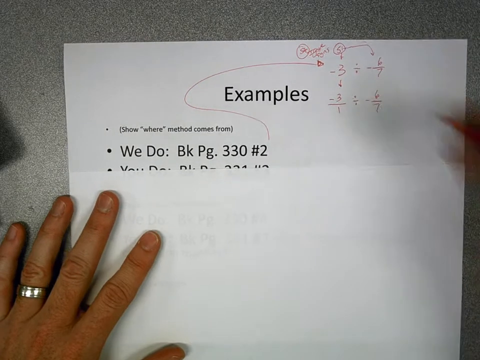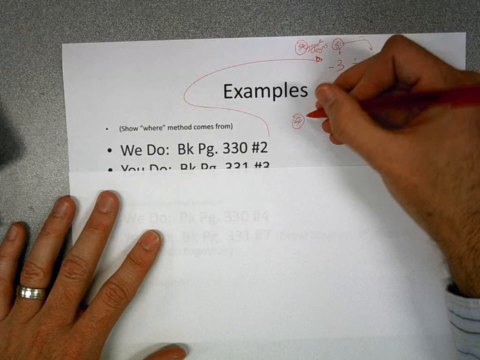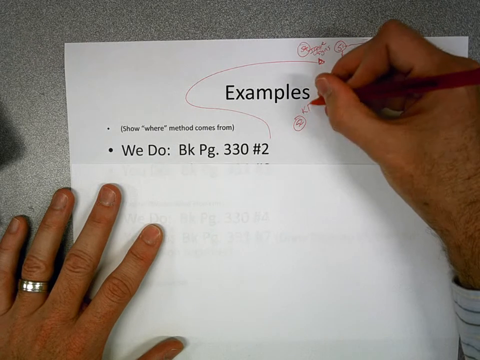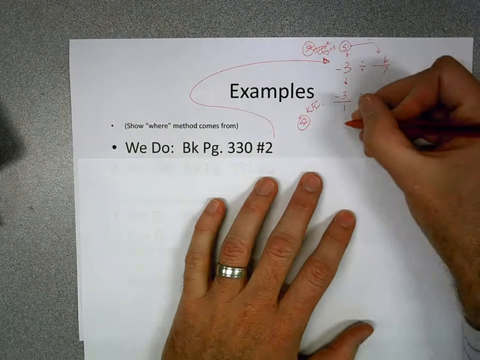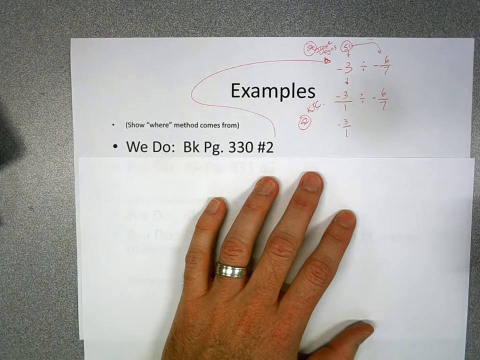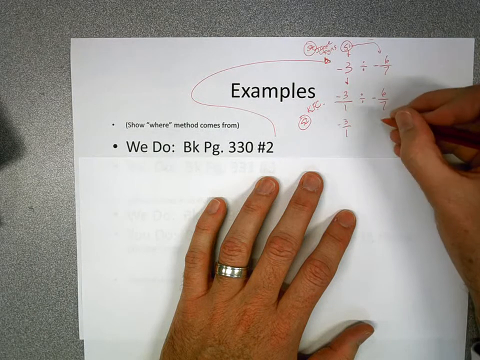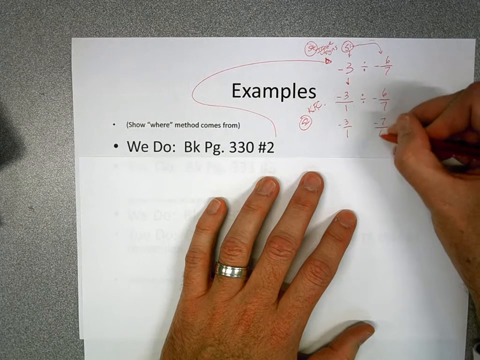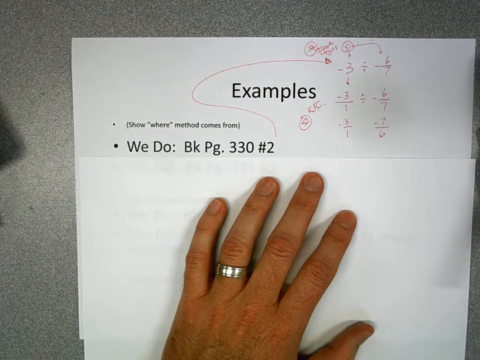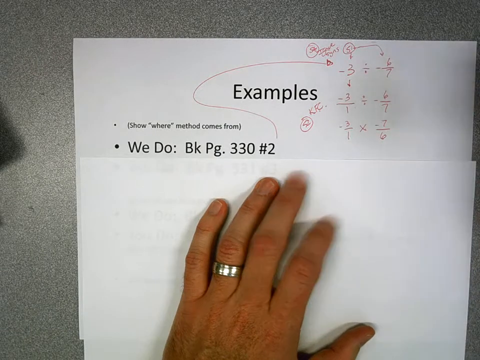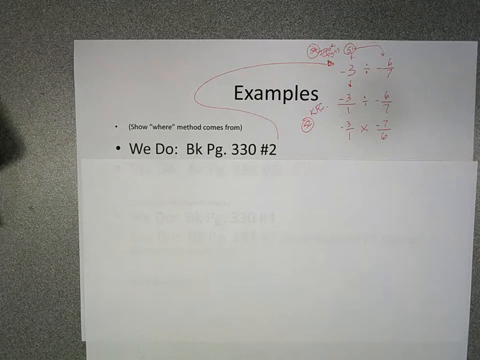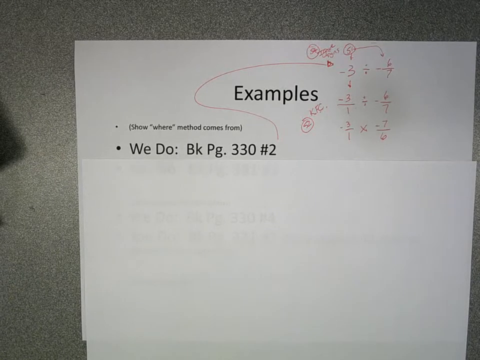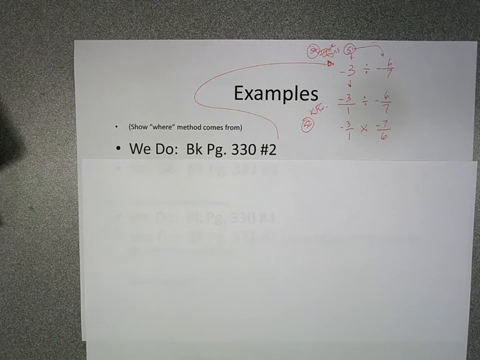What we're going to do now is step 2, and that is what we just talked about a second ago. We're going to use that pattern that was formed, what we call KFC now. We're going to keep the first fraction, flip the second fraction, make it the reciprocal of negative 7/6, and now change the sign from division to multiplication. At this point, it should be review from the last couple of days.